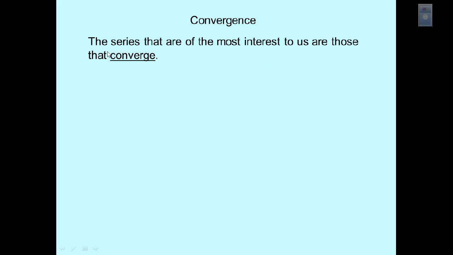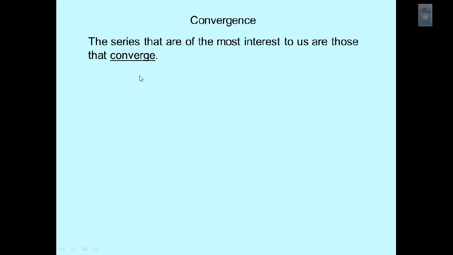All right, convergence. The series that are of most interest to us are those that converge. That means that if you add an infinite number of terms, that sum is still going to approach a certain value. Now, it's never going to get there, otherwise you couldn't continually add things over and over and it not approach that value. It would get larger or it would get smaller. So it's going to converge.